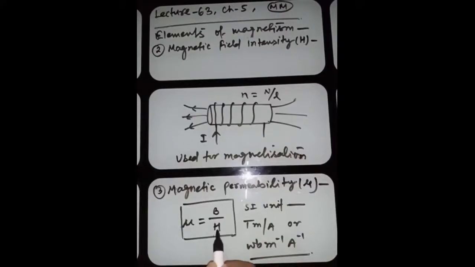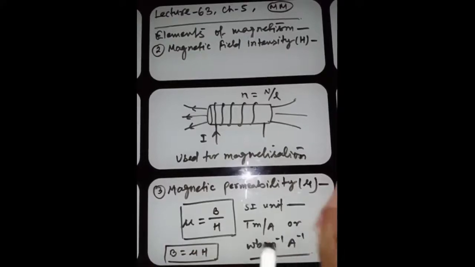I hope you remember. Now, my dear students, simply you can get the relation between B and H. You got the relation. B can be written as mu times H. You will use this equation later on, okay.